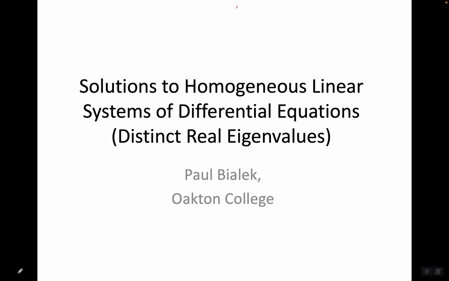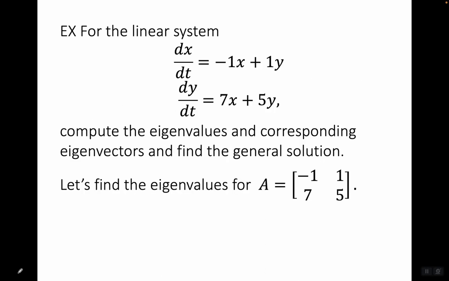Let's talk about solutions to homogeneous linear systems of differential equations with distinct real eigenvalues. For the linear system dx/dt equals negative x plus y, dy/dt equals 7x plus 5y, compute the eigenvalues and the corresponding eigenvectors and find the general solution.